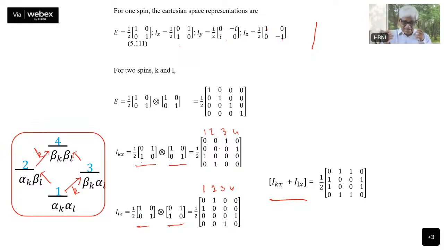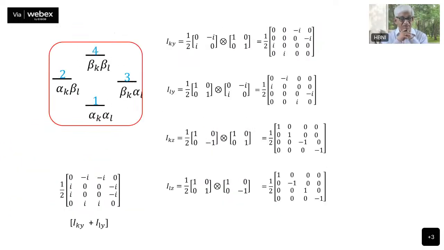Similarly, I can calculate for Y. Now I have to use the one-spin Y operators. IKY I should do. Earlier I used IKX, now I will use IKY. So IKY is this one-spin operator, and this is the unit matrix here. Therefore I get here 0, 0, 0, 0 and minus i multiplied by this unit matrix, minus i 0, 0, minus i, and i 0, 0, i, and 0, 0, 0, 0. So this is for IKY.